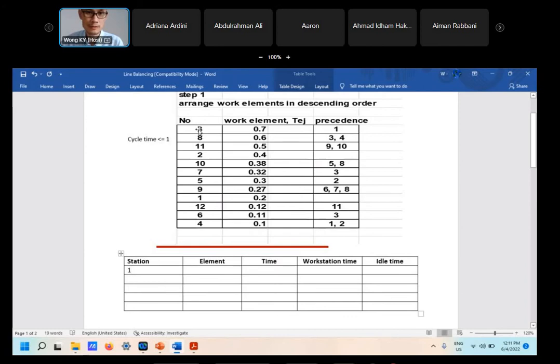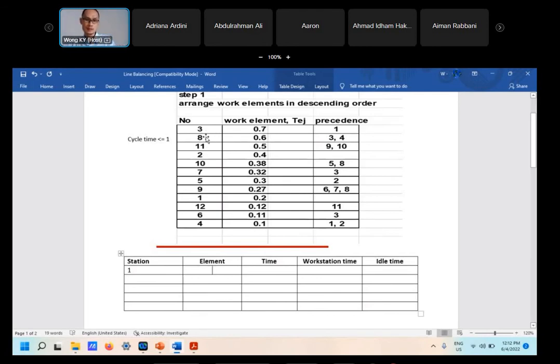Ask yourself, can we assign element 3 to workstation 1? It has the highest element time. Can or cannot? The answer is cannot. Why? Because 3 cannot be started until 1 has been completed. It has a precedence constraint, so we cannot assign element 3. Fine, then move on to the second one.